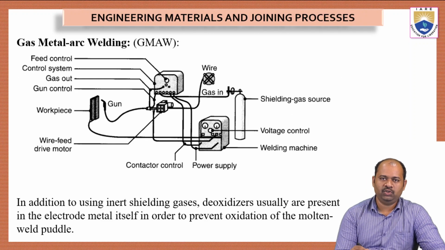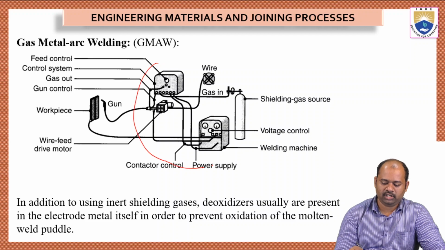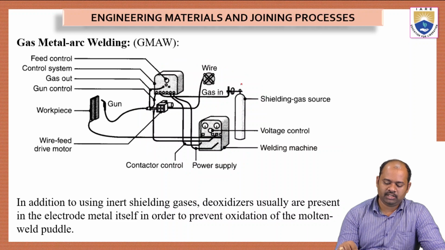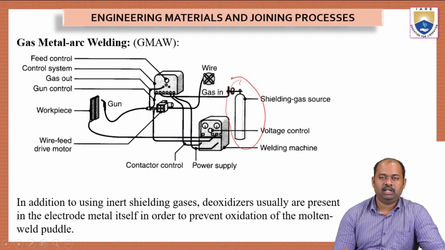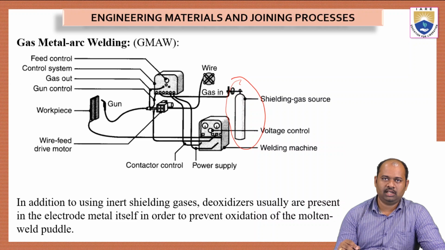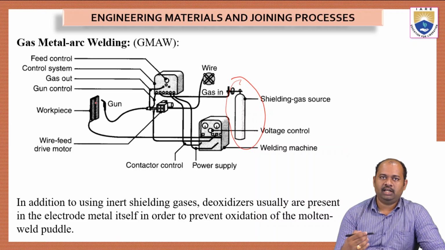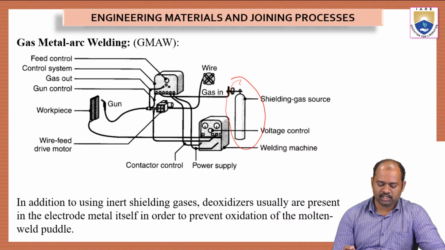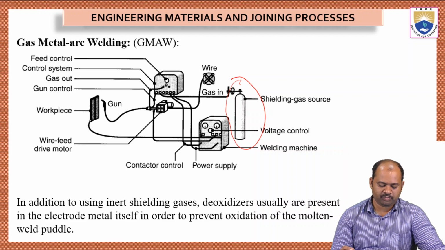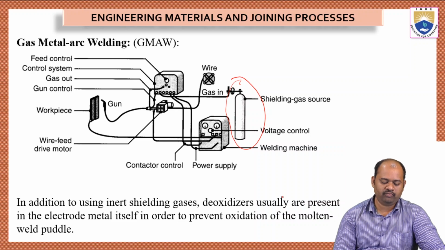And then we have this circuit. The circuit will let you know that this is very similar to electric arc welding, where we have an extra device, that is, this shielding gas. This shielding gas is connected to the electric torch, so while it is producing an electric arc, it will also make the gas flow onto the workpiece. In addition to using inert shielding gases, deoxidizers usually are present in the electrode metal itself in order to prevent oxidation of the molten weld puddle.